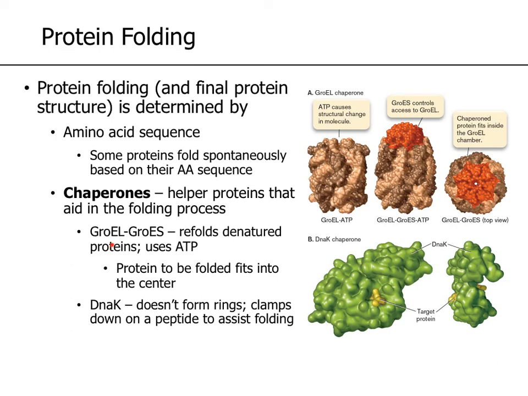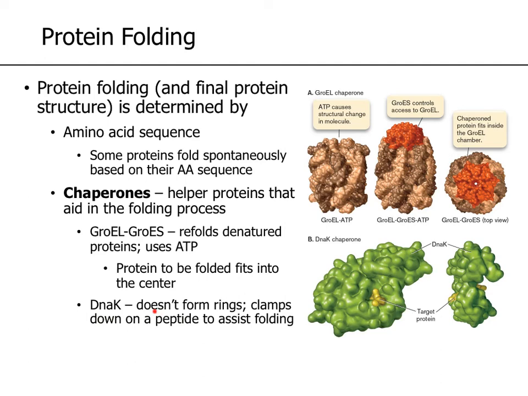So there are two of the major categories that your book covers: GroEL and GroES. These ones will refold denatured proteins, and it uses ATP. This makes these barrel-shaped ones, where the protein will go in here, into that barrel, and that will help it refold.